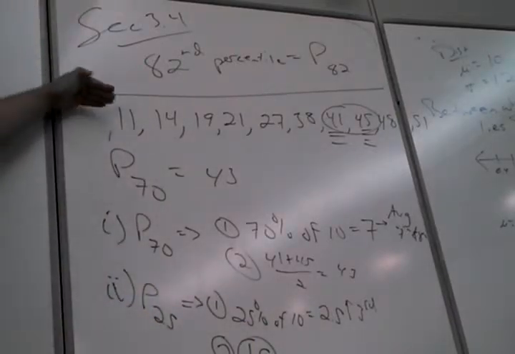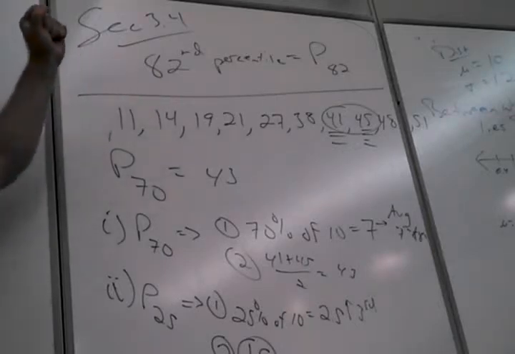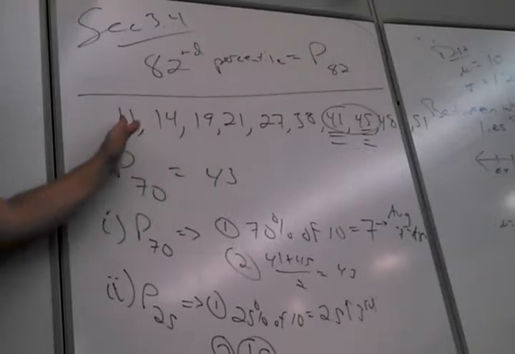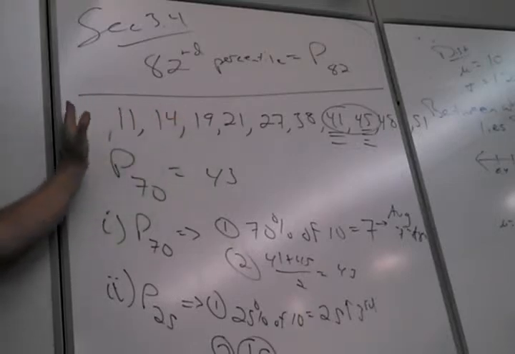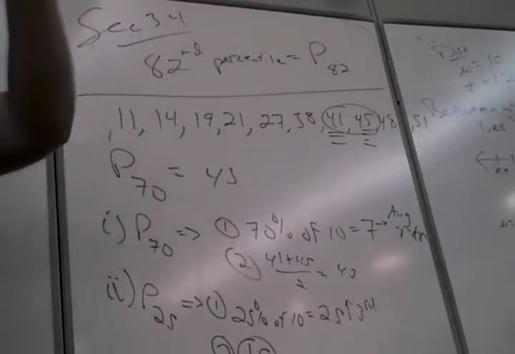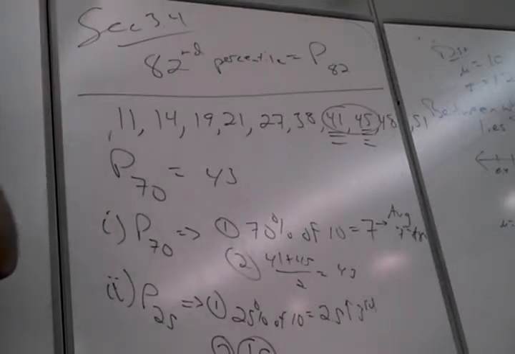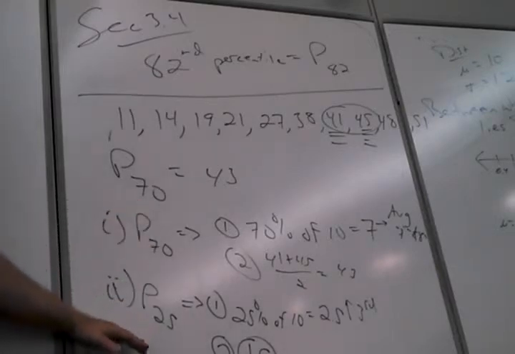Now again, it's a very small sample, so it's not perfect. You could argue that 19 does not have 25% below it, it has 20% below it, but there's only 10 numbers up there, so it's not going to be perfect. But at least we got things started. That's the general process for running any percentile.